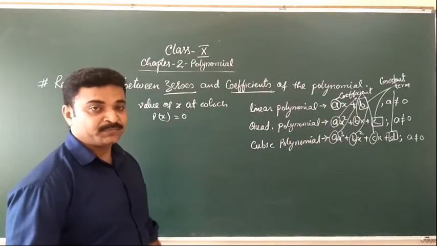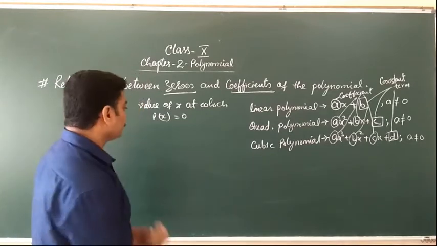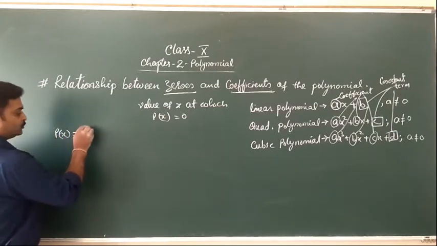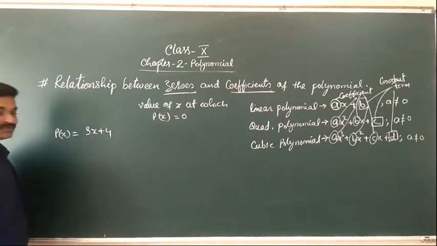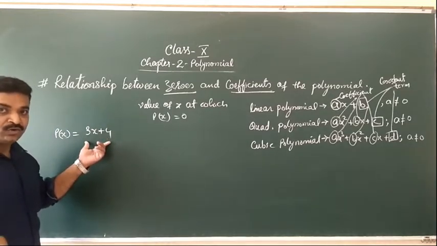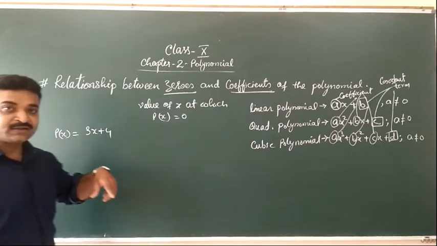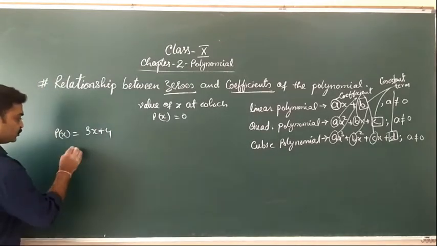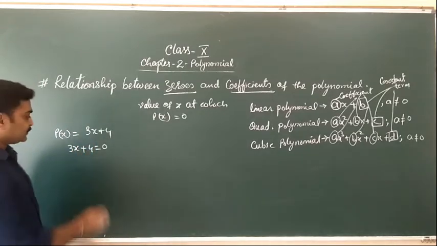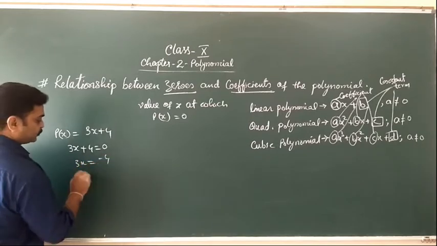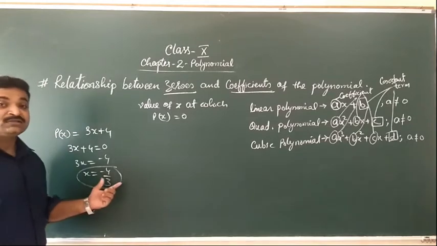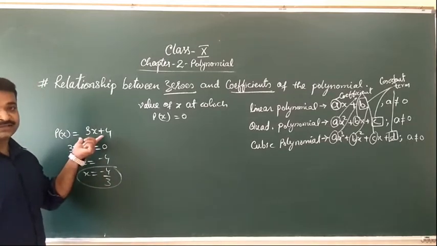Now you find the relationship between zero and coefficient. Suppose I am taking p(x) is equal to 3x plus 4. We have to find the zero of this polynomial. So how do we find the zero? We put 3x plus 4 is equal to 0. Then 3x is equal to minus 4, x is equal to minus 4 upon 3. So x is equal to minus 4 upon 3 is the zero of the polynomial p(x).